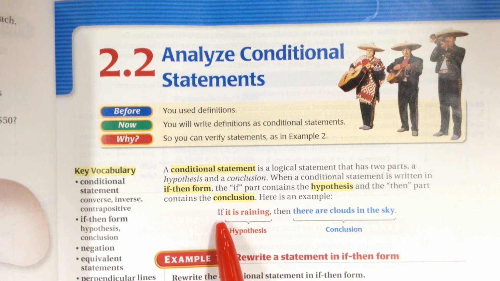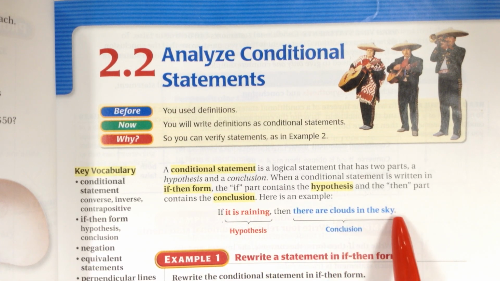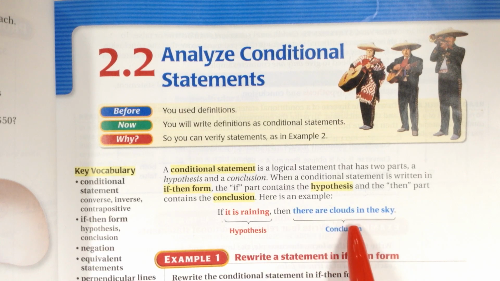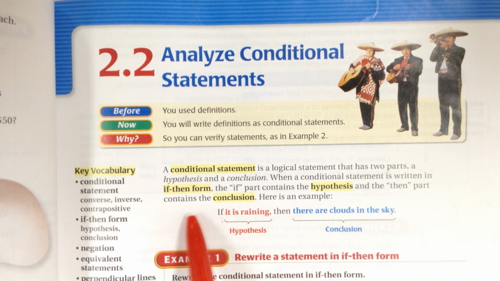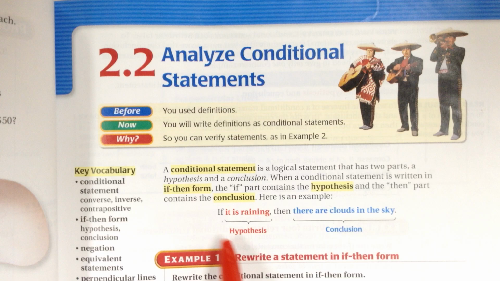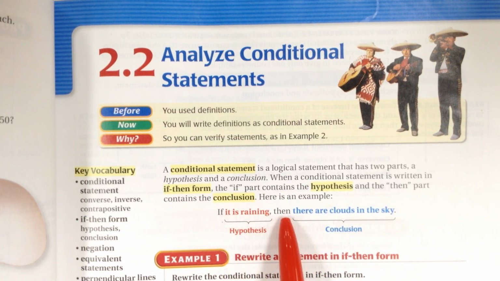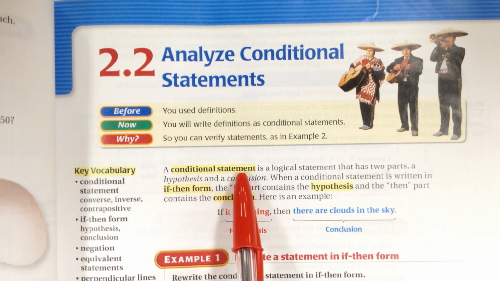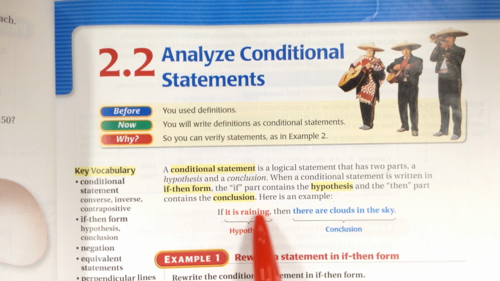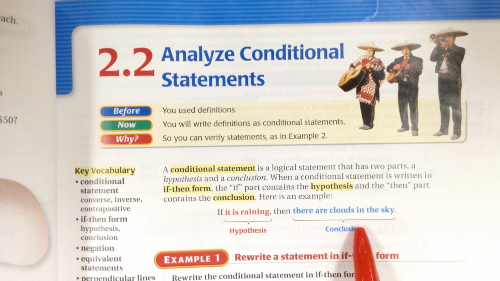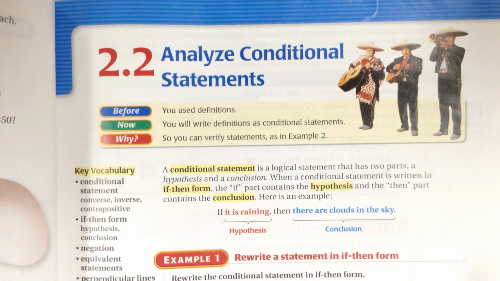It says, if it is raining, then there are clouds in the sky. The if part is the hypothesis. The then part is the conclusion. So this is called if-then form. Again, this is the conditional statement. When you see the if-then, that means this is a conditional statement, and the if part is the hypothesis. The then part is the conclusion. So be familiar with this format.